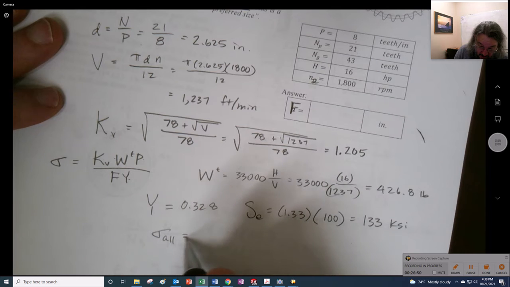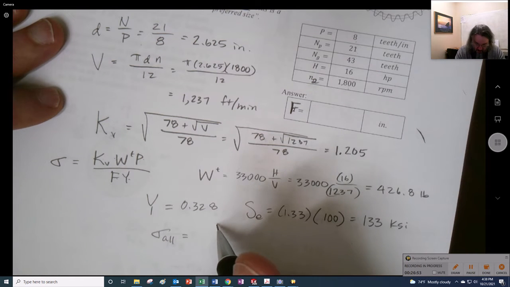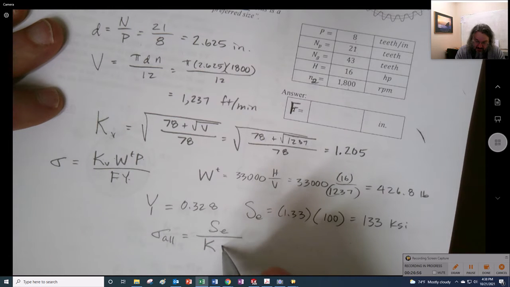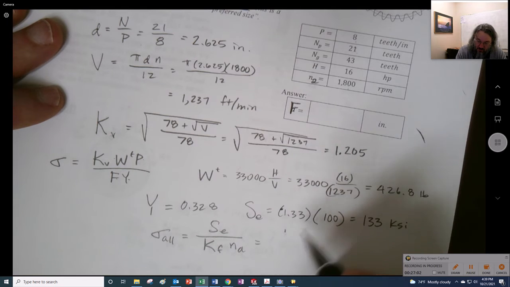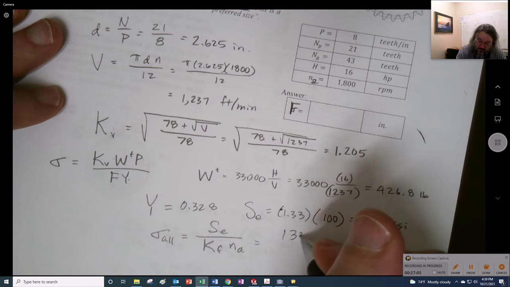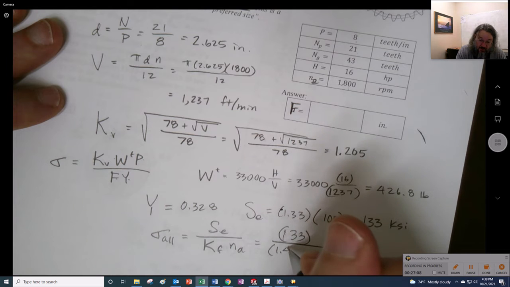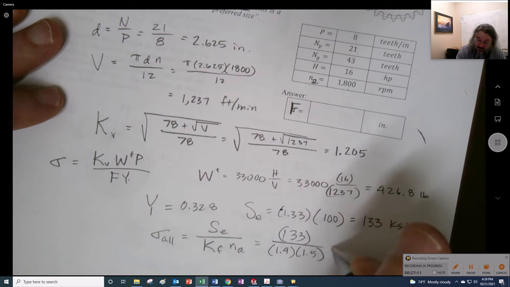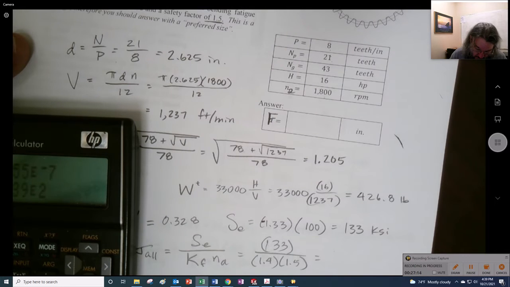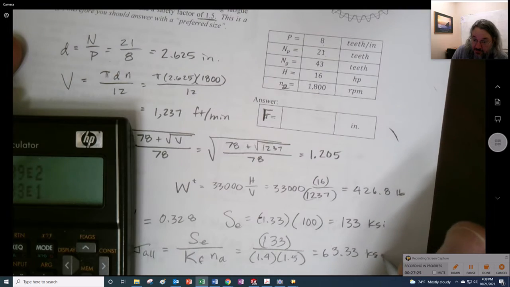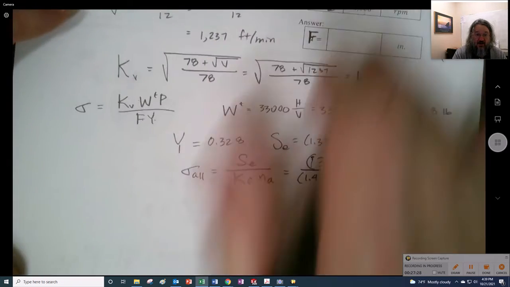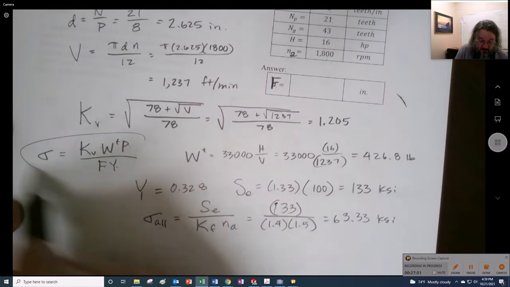And so my allowable is going to be that endurance strength divided by my stress concentration and my design factor, or 133 divided by my 1.4 and my 1.5. So 133, 1.4, 1.5, divide there. So we're going to say that we have an allowable of 63.33 KSI, and now we're ready to go and find our face width using this equation right here.